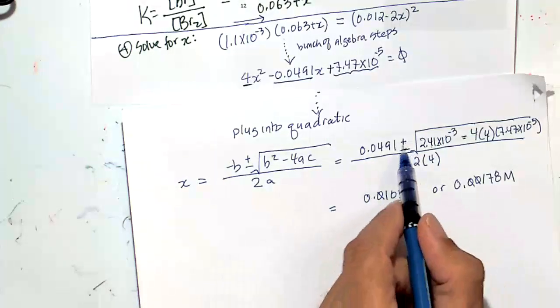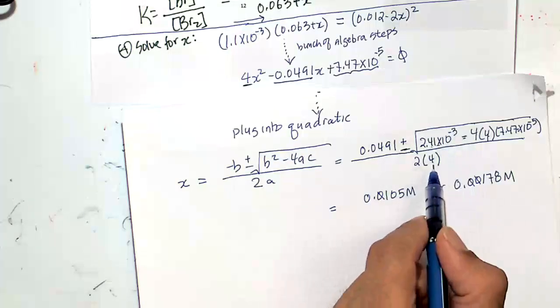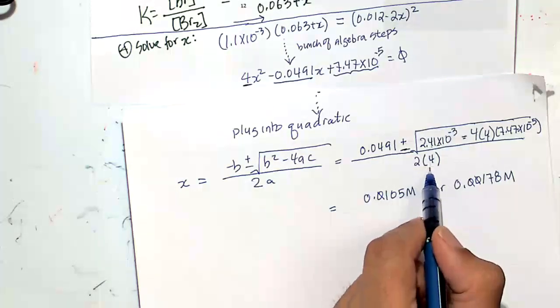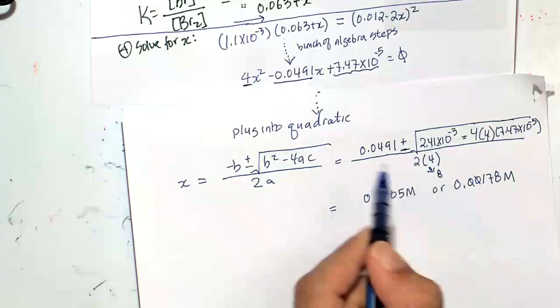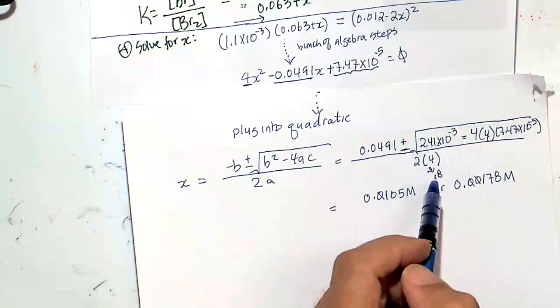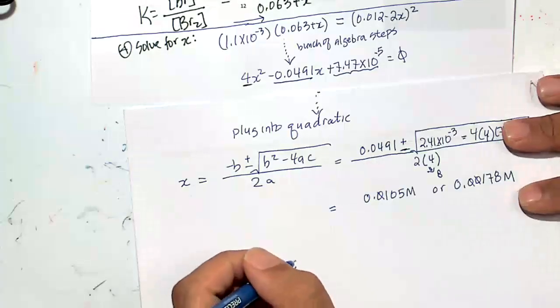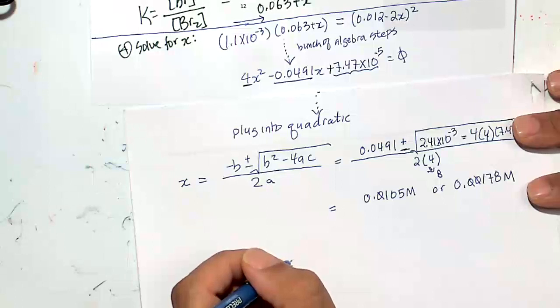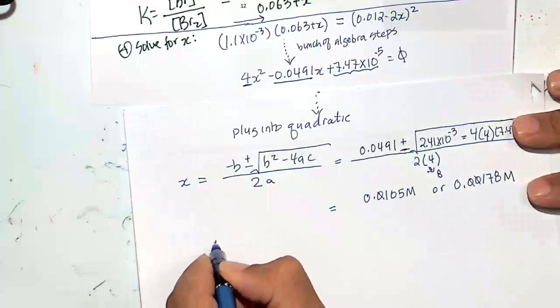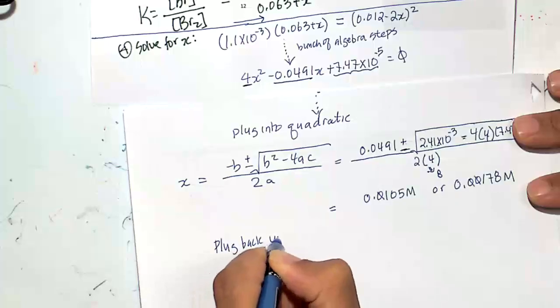All right, so which one do we choose? Because we get two answers. One when we do plus the square root of all of this divided by 2a, which is 8, and minus the square root of all of this divided by 2a, which is 8. To figure out which one we throw out, we're going to plug it back into the ICE table.